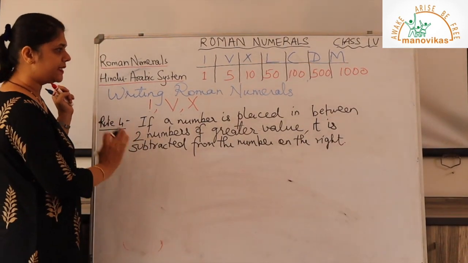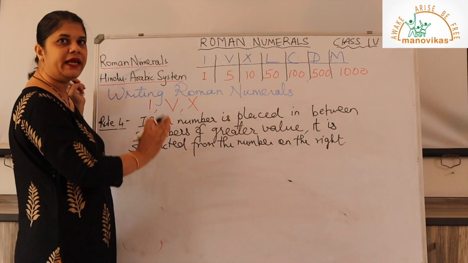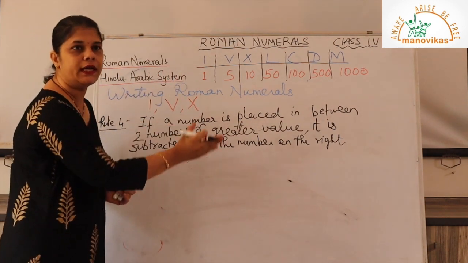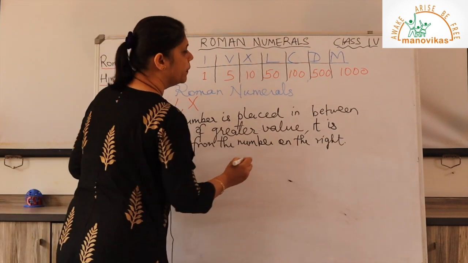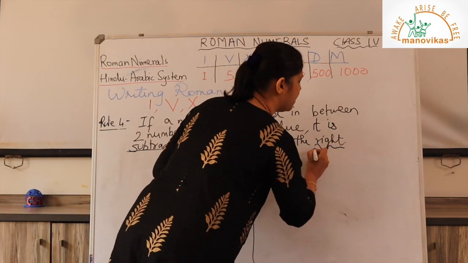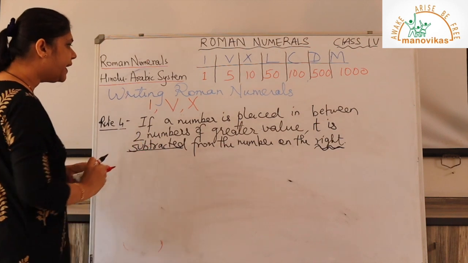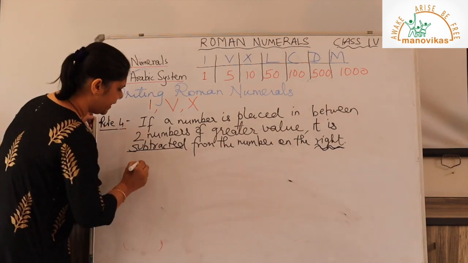The fourth rule says if a number is placed in between two bigger numbers, then it is subtracted from the number on the right. From the number on the right. Now again, let us see this with the help of some examples.